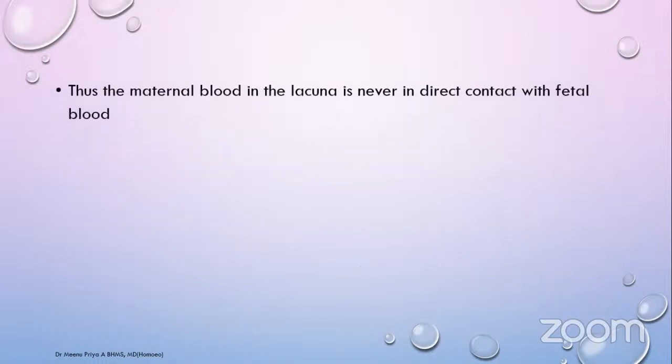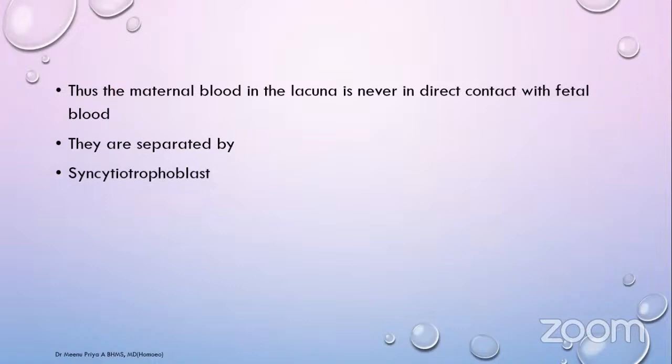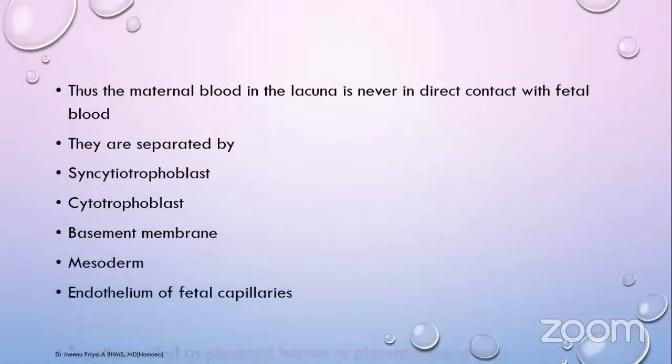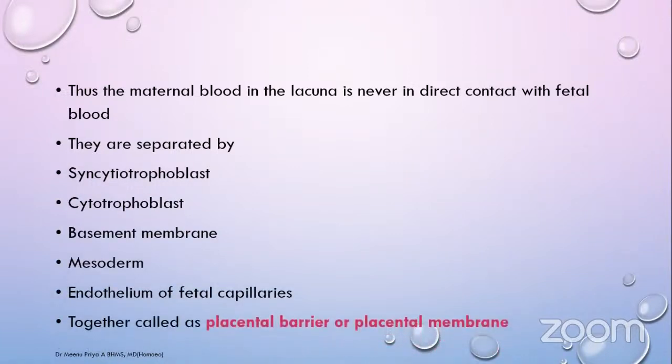Thus, the maternal blood in the lacuna is never in direct contact with the fetal blood. There is a barrier between maternal blood and fetal blood, and that is the placental barrier: syncytiotrophoblast, cytotrophoblast, basement membrane, mesoderm, and endothelium of the fetal capillaries. Together they are called the placental barrier or placental membrane. This can be formed into a question: all of the above, none of the above, or any of the above except. Whenever you see more than 4 things in a topic, those types of questions can come up.